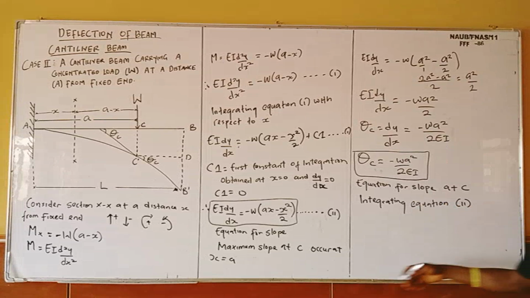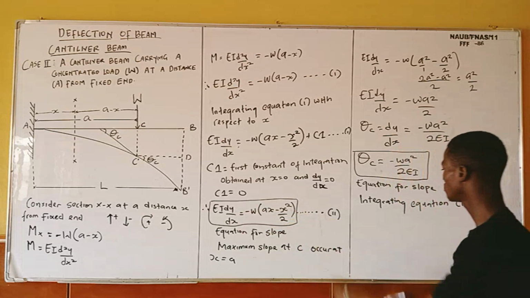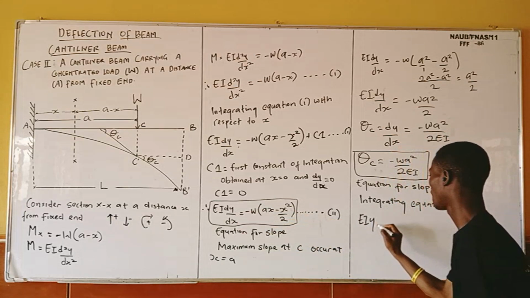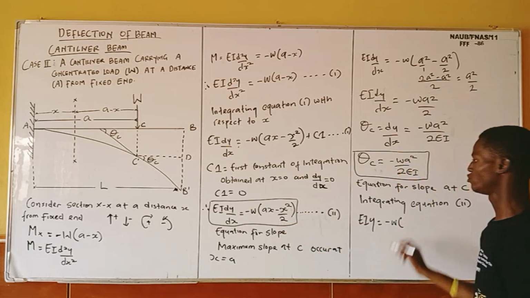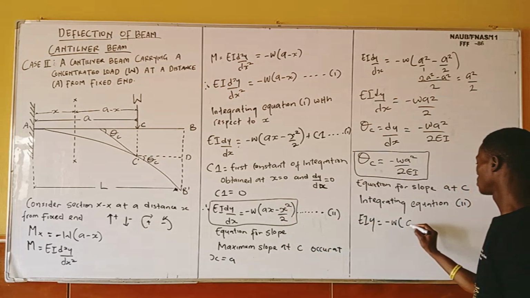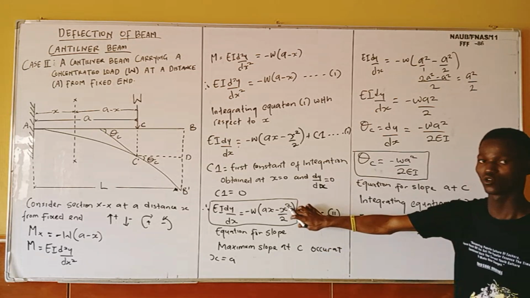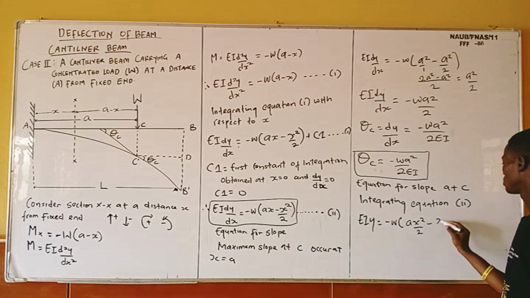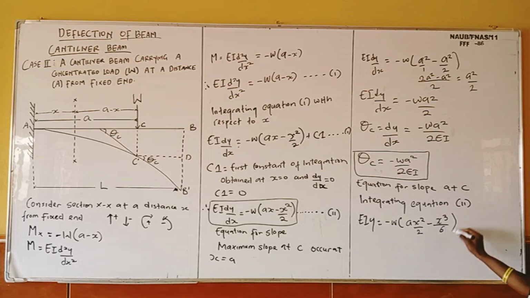So by integrating equation 2, we continue our calculation. Integrating this is the first order of differentiation, so we are going to have EIy. I've already integrated that part, so the second part is minus W. Integrating this one, I'm going to have A X squared over 2 minus X cubed, then the power multiplies the denominator, so I'm going to have 6 here, plus C2, the second constant.